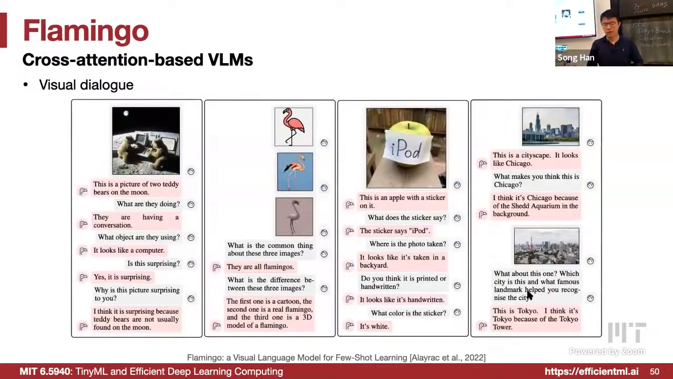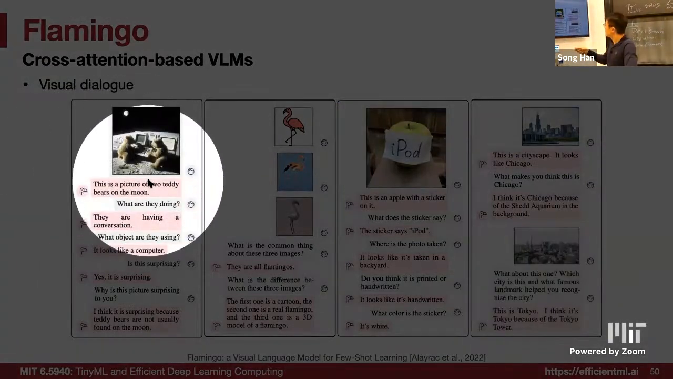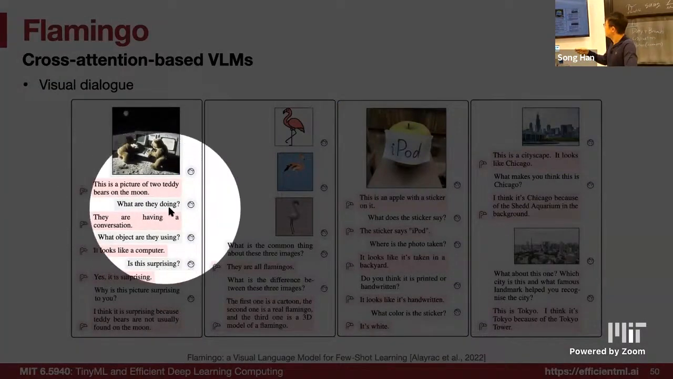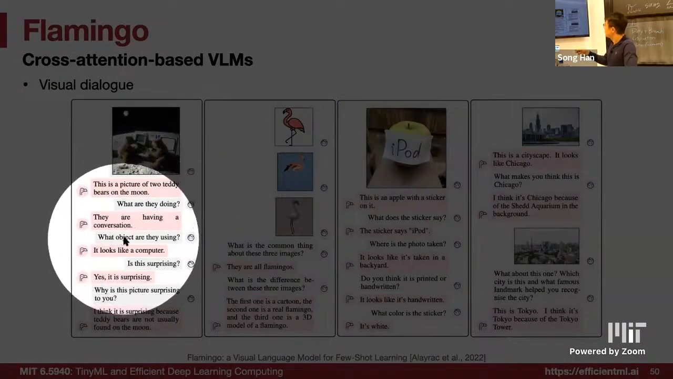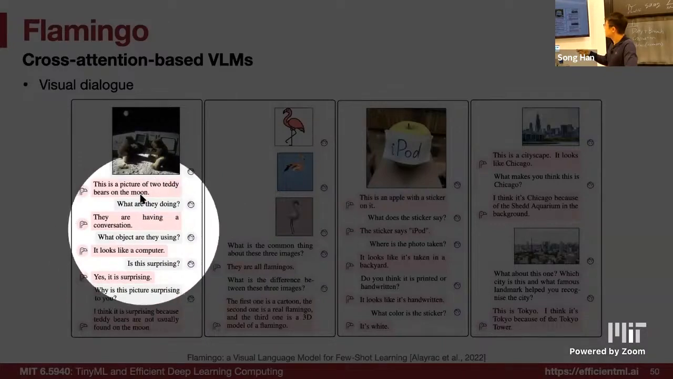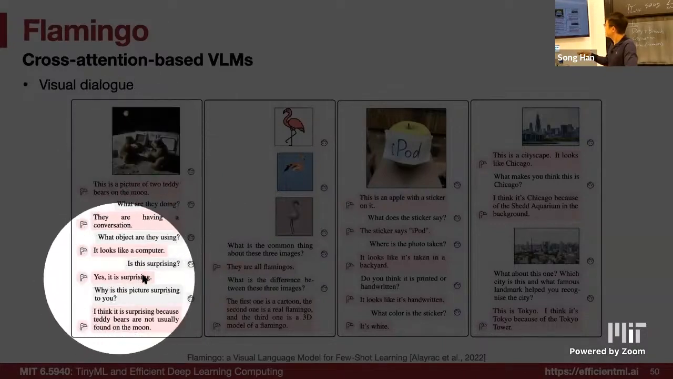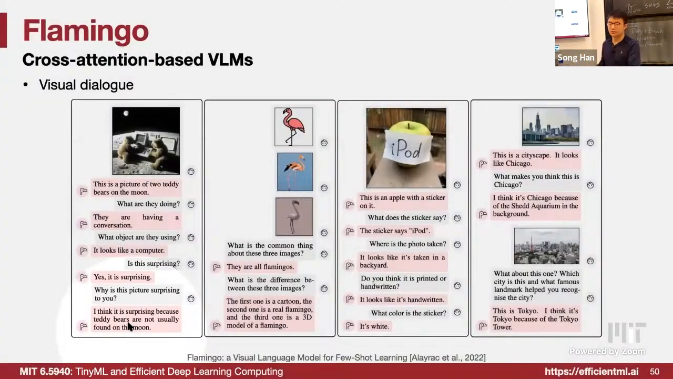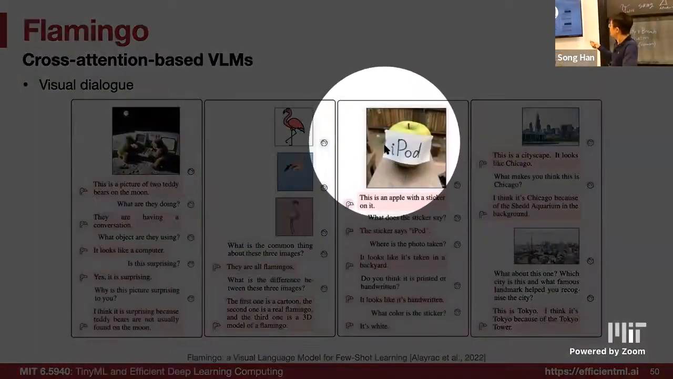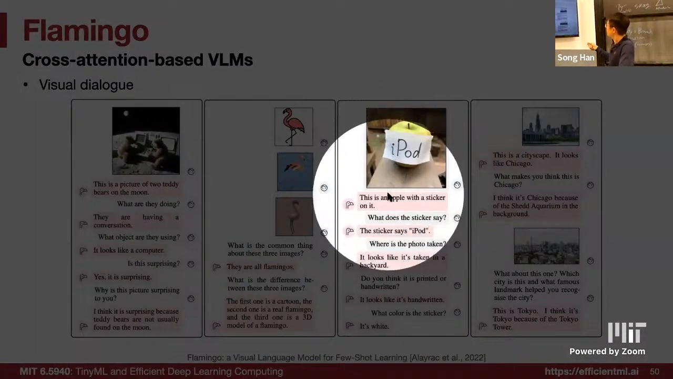Flamingo can also do visual dialogues. Given the picture, this is a picture of 2 teddy bears on the moon. What are they doing? They are having a conversation. What object are they using? Looks like a computer. Is this surprising? Yes, it's surprising. Why surprising? I think it's surprising because teddy bears are not usually found on the moon. So very interesting dialogues.